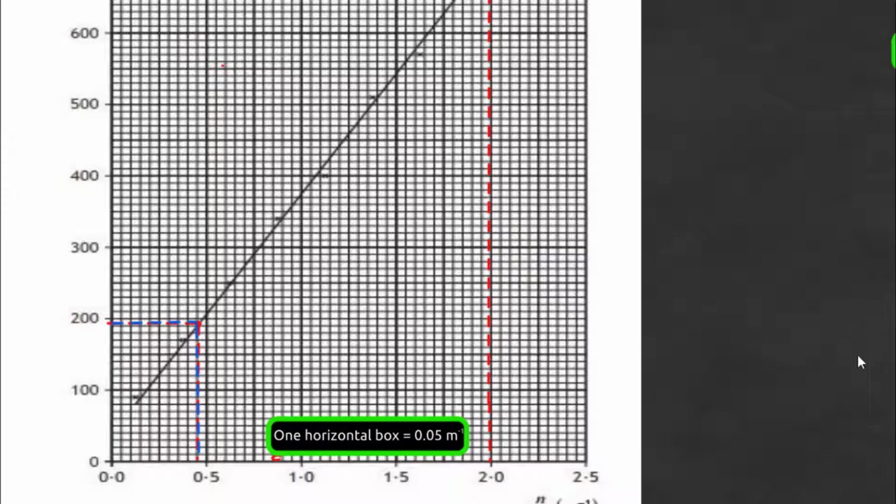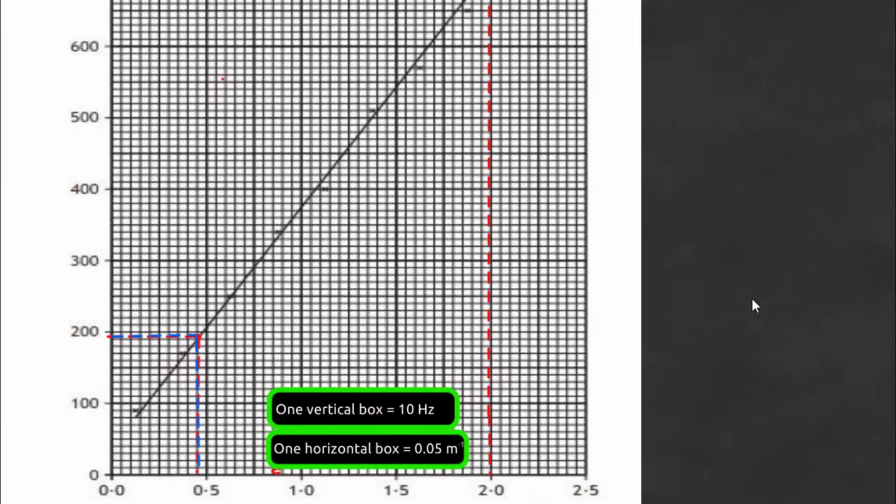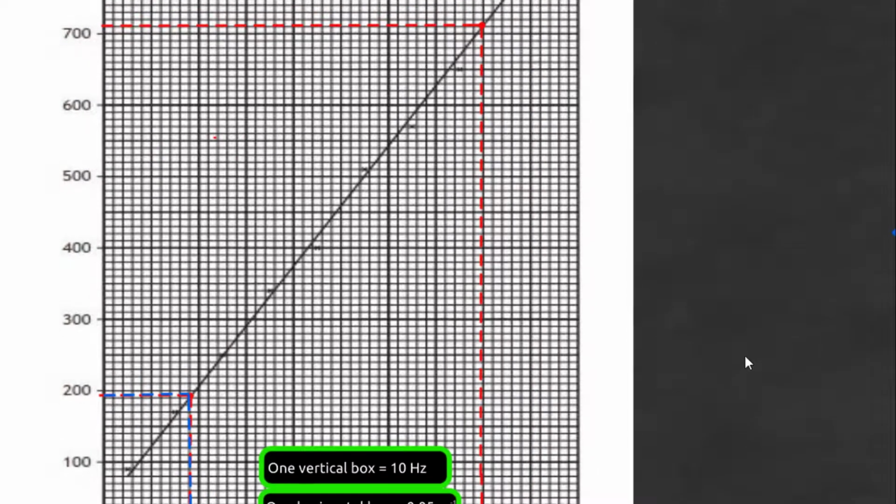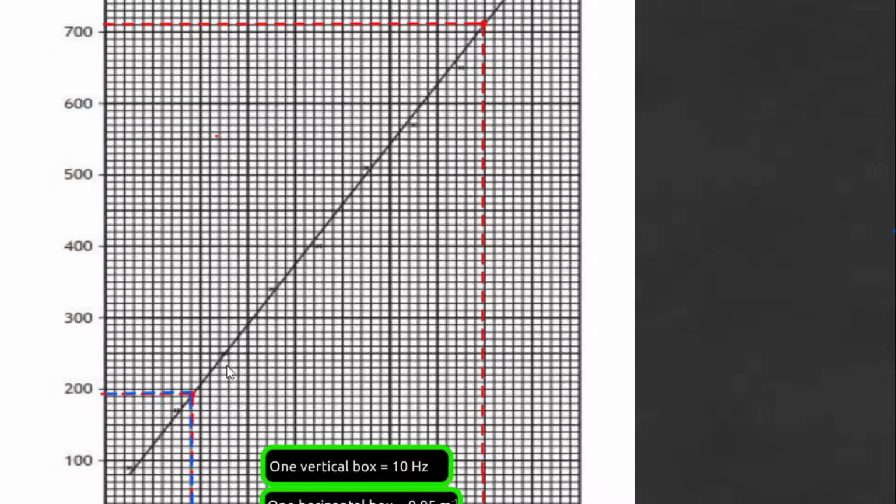Going up the way is the same idea. On the y-axis, we've got a range from 0 to 100 Hertz covering 10 boxes. And that must mean that one box stands for 10 Hertz. So we can put that down as well, that one box stands for 10 Hertz. So now we've got our scale. We now go and select 2 points which are quite far away from each other. And the 2 points I've selected are the 2 points here on the screen. This one here and this one up here.